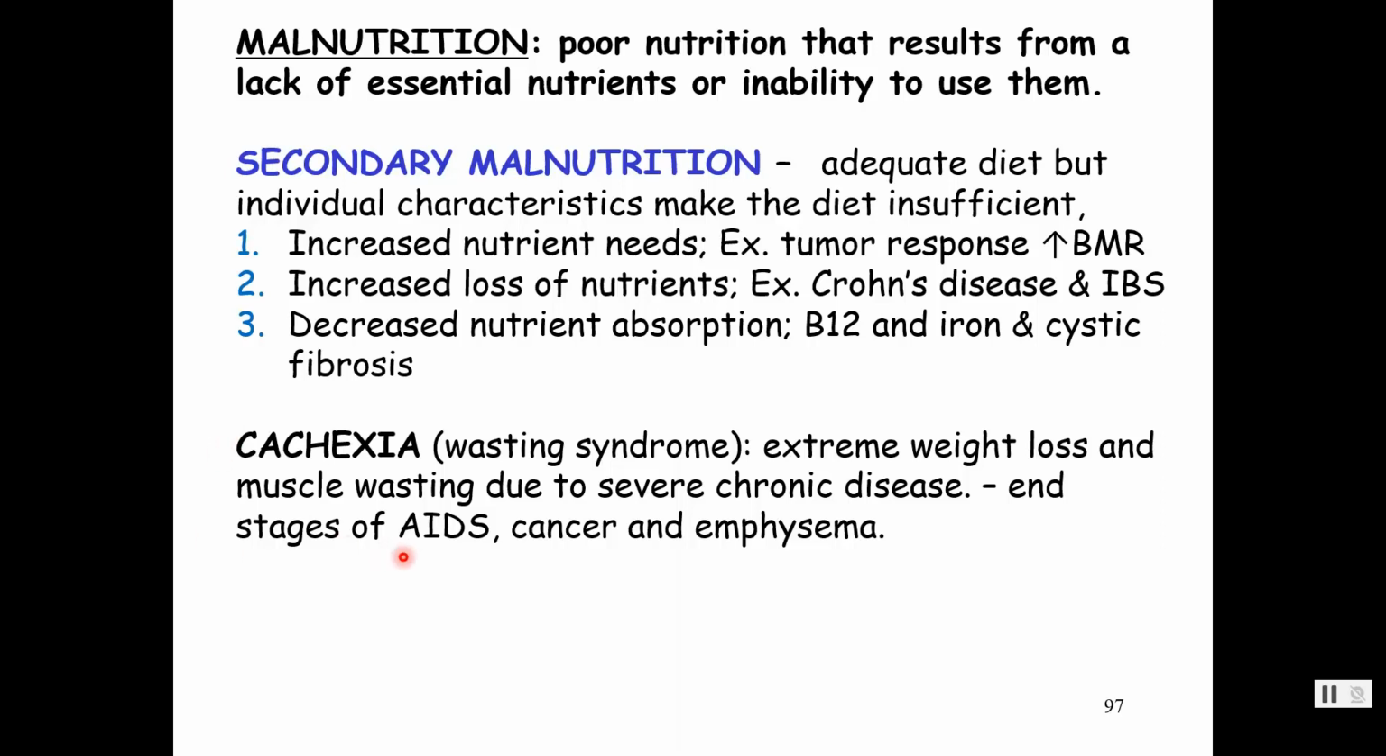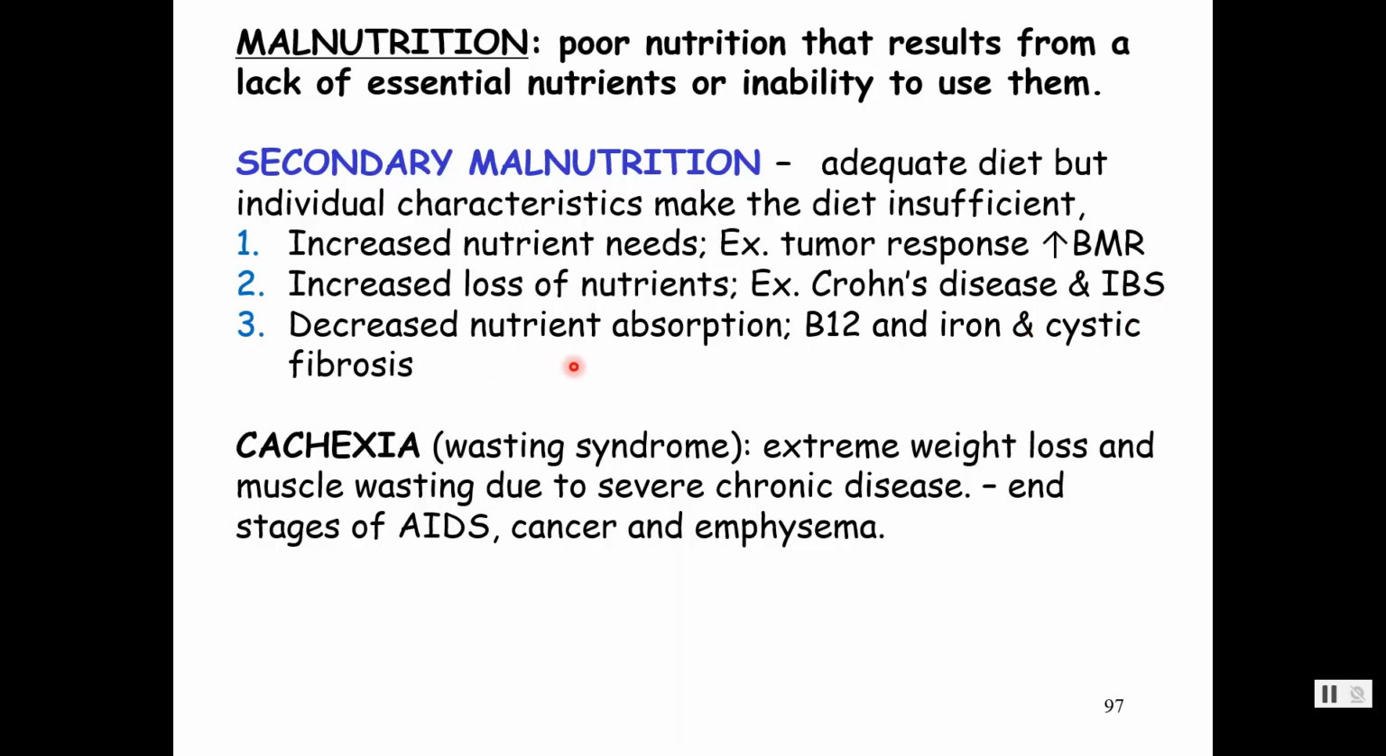Also the end stages of AIDS, emphysema because it takes so much energy for them to breathe. So increased nutrient needs because of a disease, not because of their diet. Increased loss of nutrients, so things like Crohn's disease, that's an autoimmune disease where the intestine is being attacked, and irritable bowel syndrome, so yeah, frequent bouts of diarrhea.